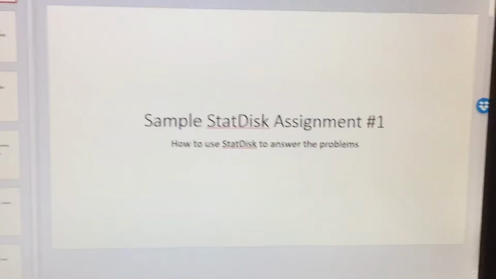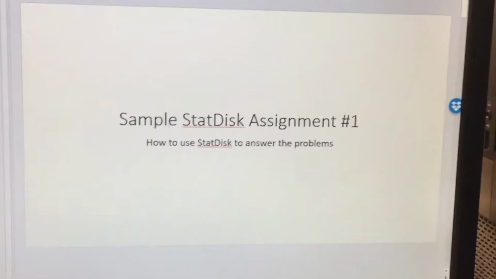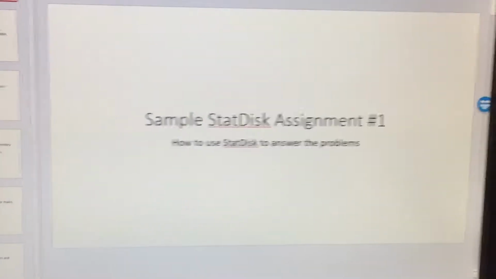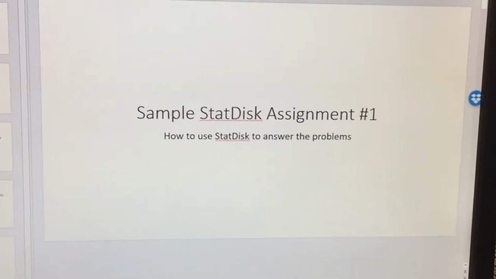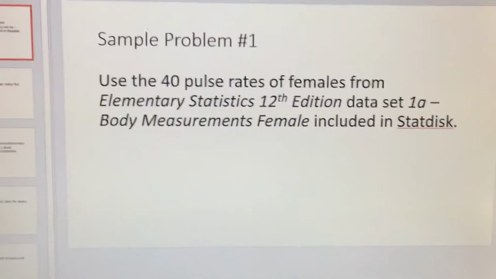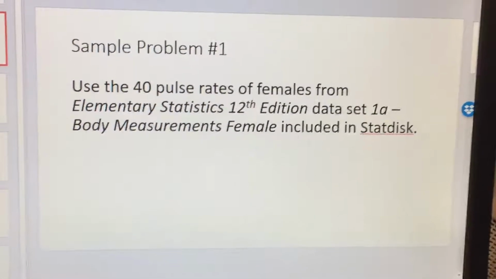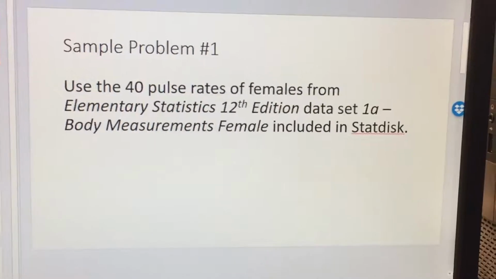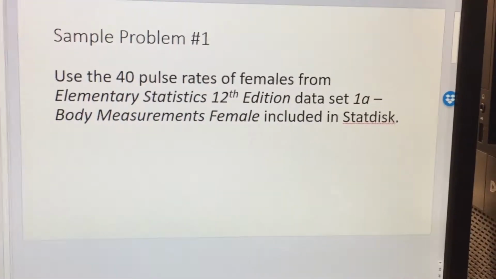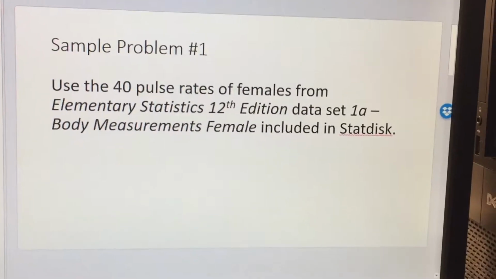Alright, in this video we're going to be dealing with the sample StatDisk assignment number 1. I'm going to show you how to use StatDisk to complete the actual StatDisk assignment that you are required to complete and turn in. Okay, so we're going to start with sample problem number 1. In this case, you're going to be using the 40 pulse rates of females from the Elementary Statistics 12th edition data set 1A, which is body measurements for females, and that's included in the StatDisk.